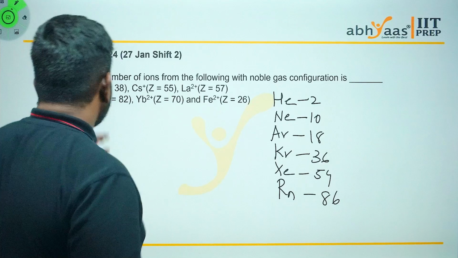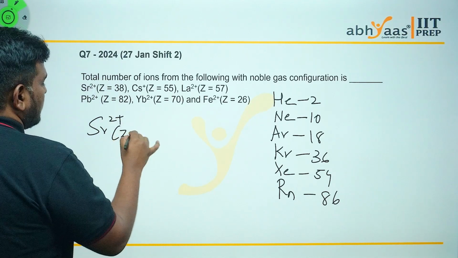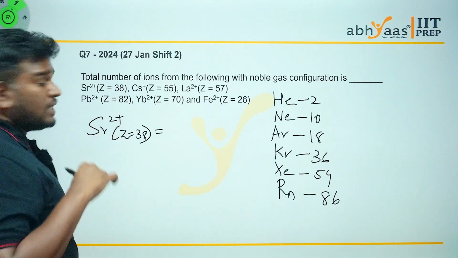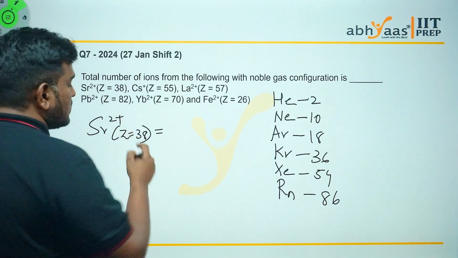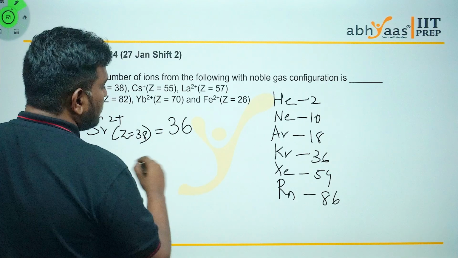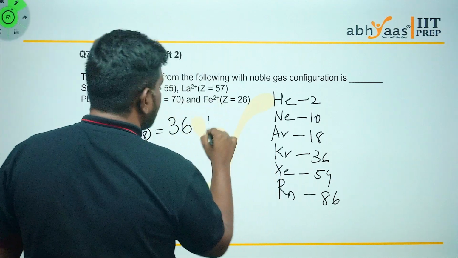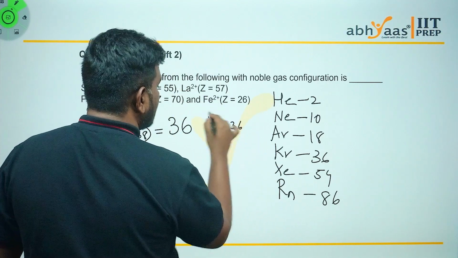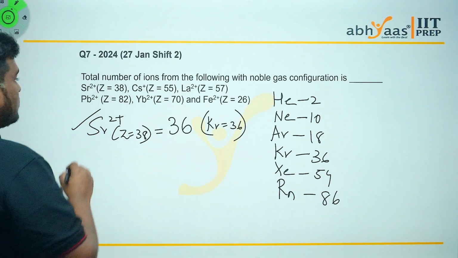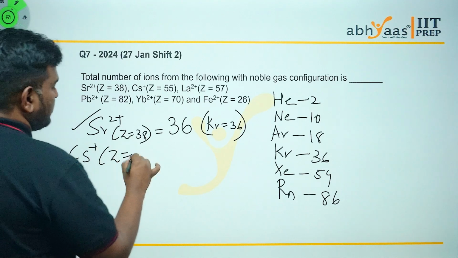Now you see here we have Sr2+, and what is the atomic number? 38. So the original atomic number is 38, but it is 2+, so 2 electrons are lost. That means it will have 36 electrons, right? So the Z value becomes 36. So it is actually the electronic configuration of krypton, right? Krypton is equal to 36. So Sr2+ has noble gas configuration. Now Cs+. So what is the Z value? 55.